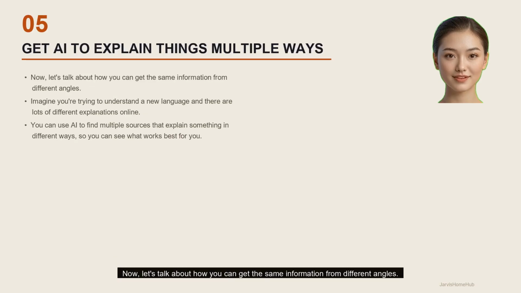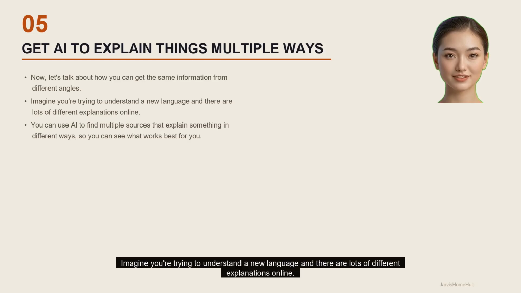Now, let's talk about how you can get the same information from different angles. Imagine you're trying to understand a new language and there are lots of different explanations online. You can use AI to find multiple sources that explain something in different ways, so you can see what works best for you.